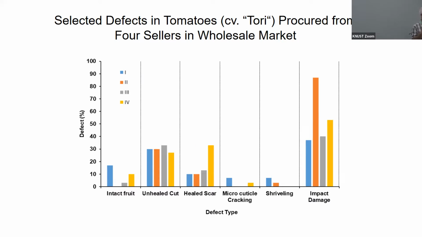when you inspect them one by one. And the main disorders that he identified were unhealed cuts and healed scars, like they got wounded during cultivation, and then they had a scar on them. And then impact damage was a major defect for all the growers, all the sellers, one in particular, but that was the situation.